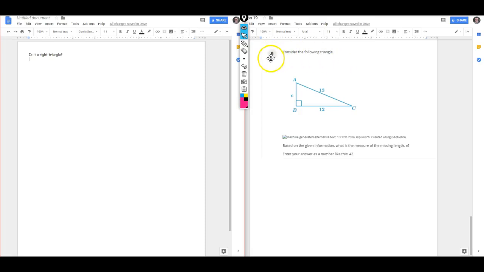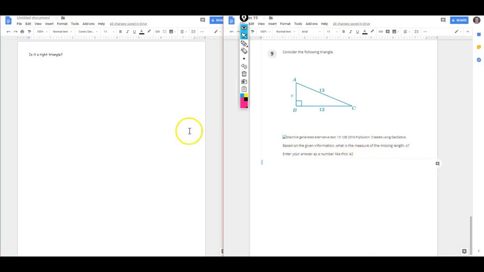Okay, question 9. Consider the following triangle. ABC has a 90 degrees. The side length of AC is 13, side length of BC is 12, side length of AB is C. So based on the given information, what is the measure of the missing length C? Enter your answer as a number like this.